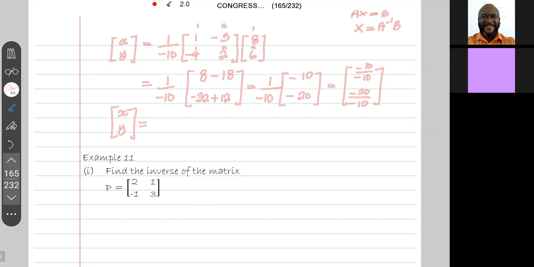So therefore, the X matrix, which is X with elements X, Y, would be equal to minus 10 divided by minus 10 is positive 1, and minus 20 divided by minus 10 is positive 2. So what this is saying to me is that X is equal to 1 and Y is equal to 2. X is equal to 1 and Y is equal to 2 are the solutions of the simultaneous equation.